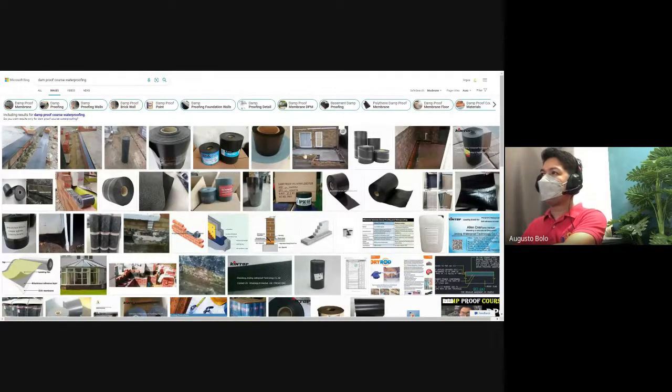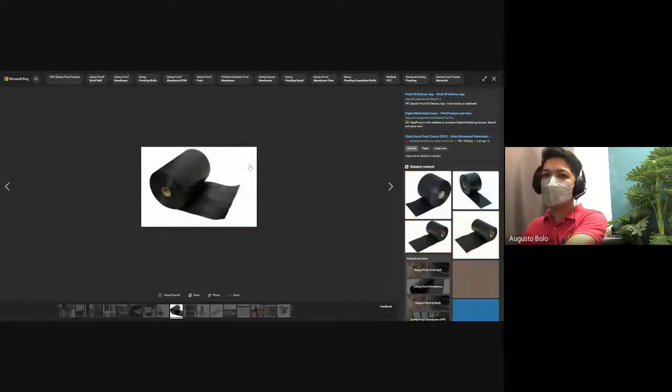Ito, take a look at this one. It's a type of polyethylene film, black film siya, na sticky, dinidikit on any other parts of your structure. Yon. So that is a damp-proof layer. Let's proceed with the next.